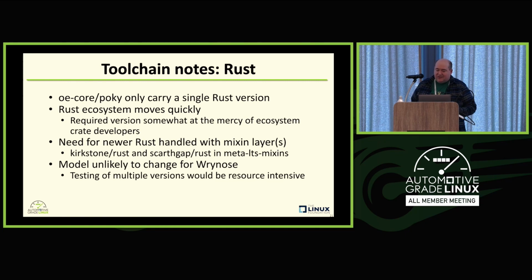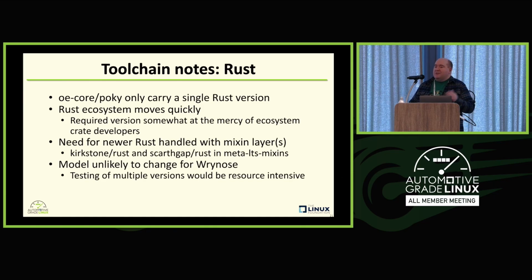Rust. So OpenEmbedded only carries a single version of Rust, but Rust moves quickly, as I mentioned. And so you can be somewhat at the mercy of the upstream Rust ecosystem. Crate developers can bump the minimum version of Rust they need on you, and so you might do a cargo update of your Rust-based application, and all of a sudden you need a newer version of Rust or a bunch of hacking. And so right now that's considered outside the scope of Yocto handling that, at least directly in OpenEmbedded-Core.